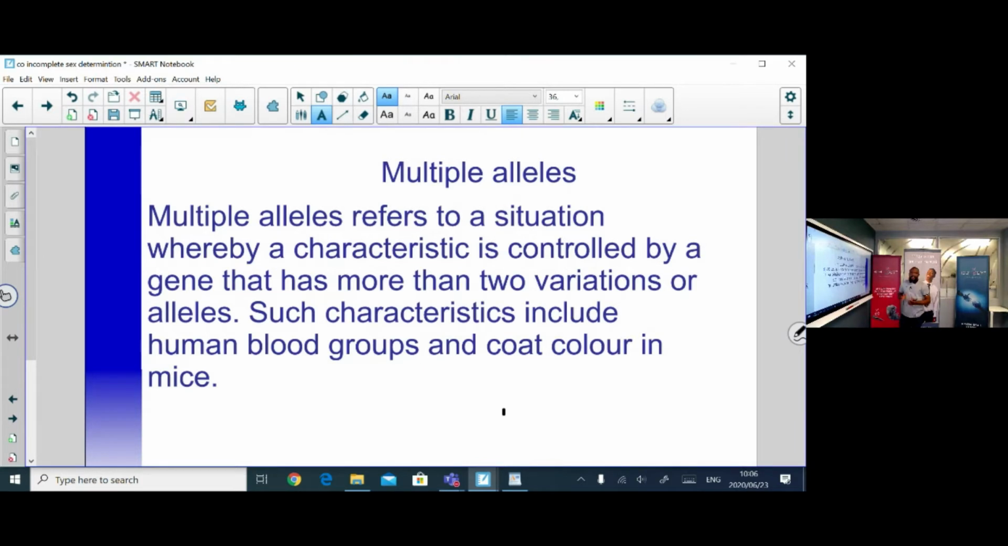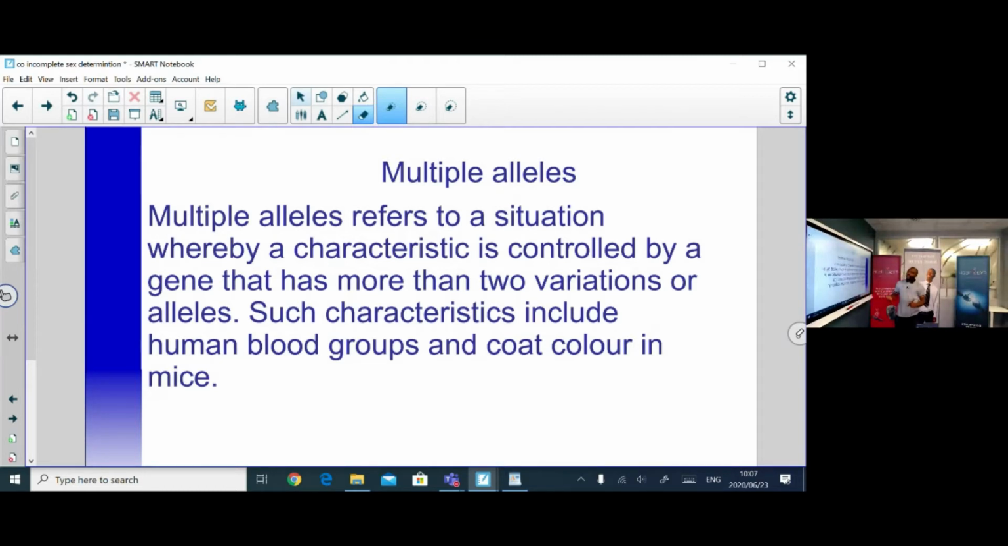We are on codominance, incomplete dominance, and we are including the concept of multiple allelic interactions or multiple alleles. I said yesterday, when we talk about multiple alleles, we are now looking at a gene, still a single gene, but with more than 2 variations. And I said previously, even during our monohybrid crosses, we were looking at one gene with 2 alleles or 2 variations. We were looking at it again yesterday.